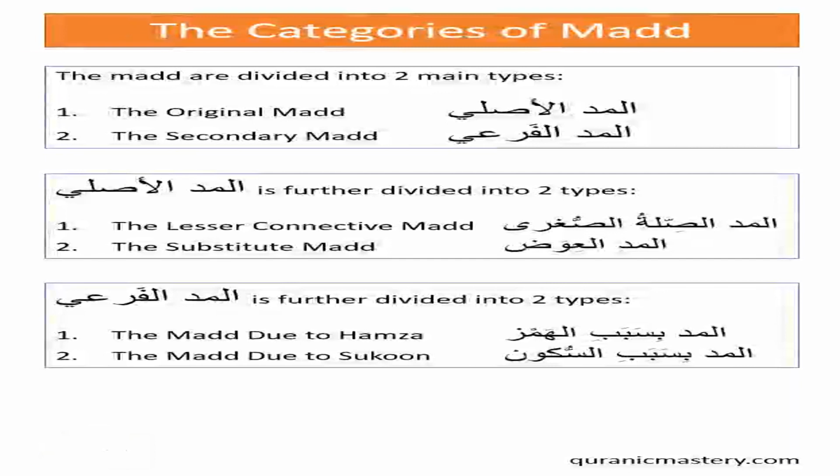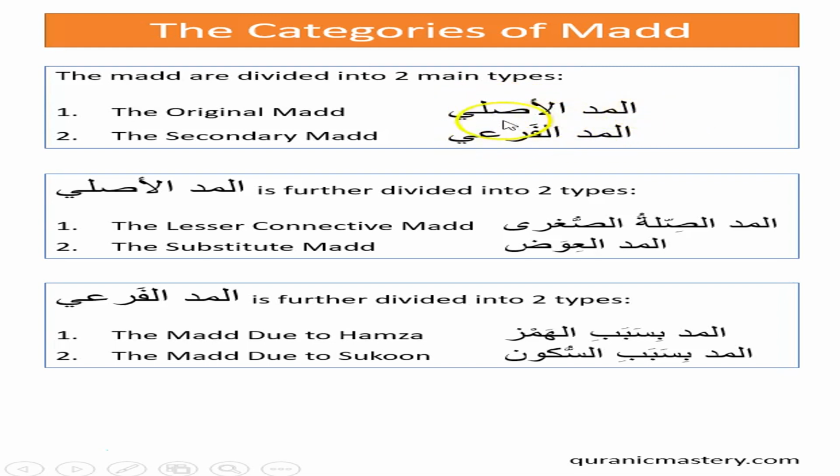Alhamdulillah wa salatu wa salam ala rasulillah. In this video, we will now look at the different categories of the med. There are many different categories of the med, and it's important for the student of Tajweed to know all of them. Now, the med are divided into two main categories. The original med, which is al-maddul asli, and the secondary med, which is al-maddul far'i. So al-maddul asli and al-maddul far'i.